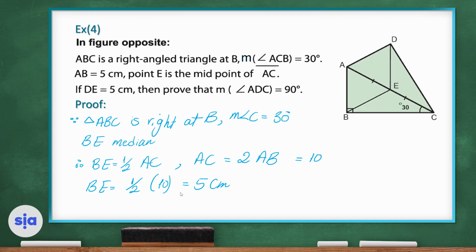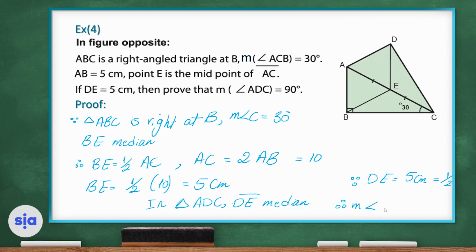After that, we say in triangle ADC, where DE is a median, and also since DE is 5 centimeters and DE is half the AC, therefore the measure of angle ADC is equal to 90 degrees as the question wants me to prove.